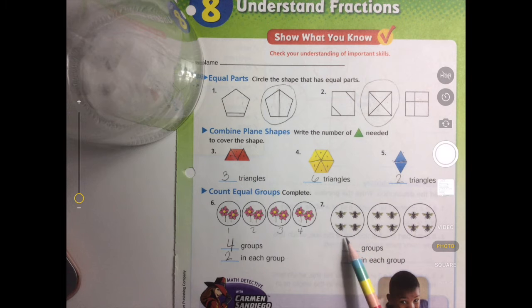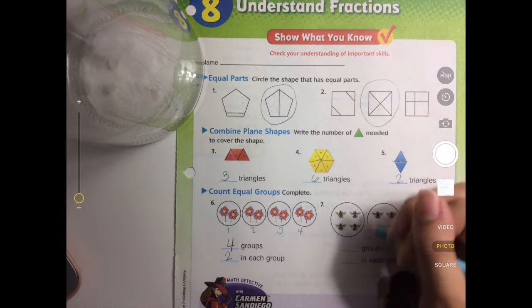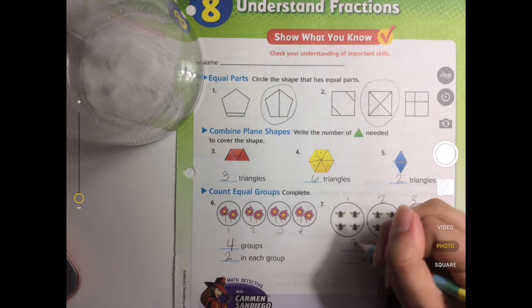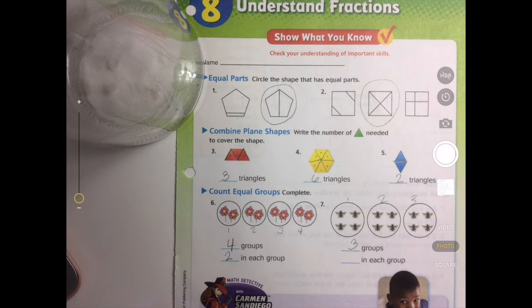Let's look at number 7. How many groups do we have? 1, 2, 3. We have 3 groups. And how many make up each group? 1, 2, 3, 4 flies make up each group. And that's all you got to do for that one.